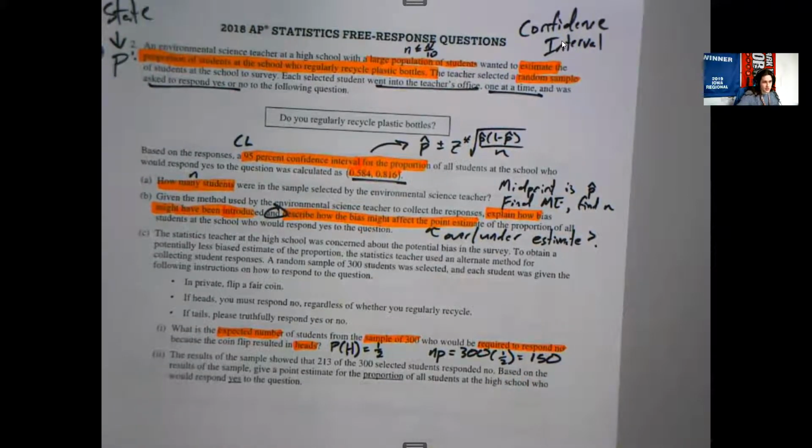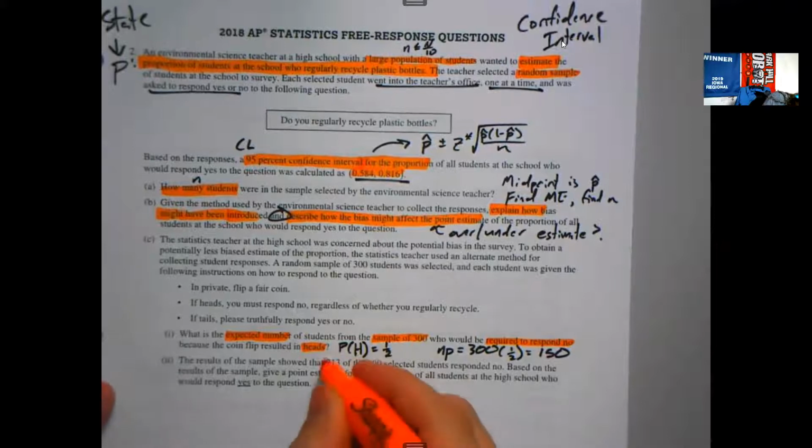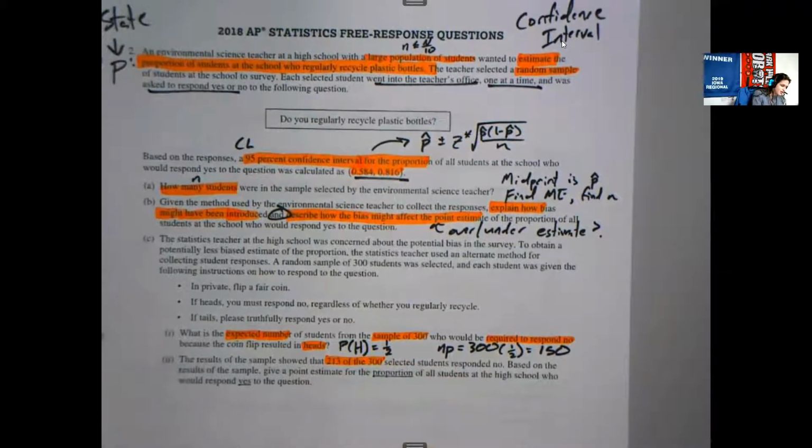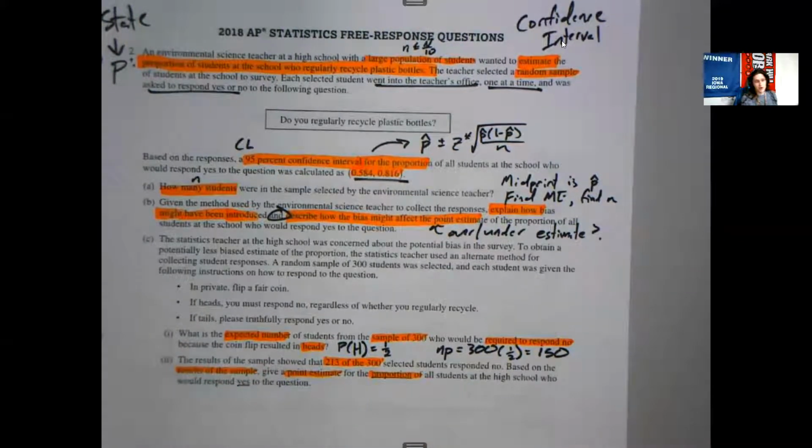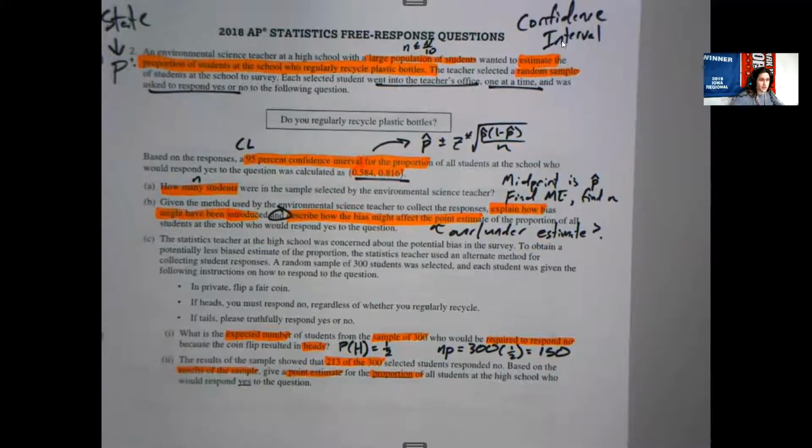And part C-II, the results of the sample showed that 213 out of 300 responded no. Based on the results of the sample, give a point estimate for the proportion of all students who would respond yes. I'll leave that one up to you. You just figured out how many would have to say no because the coin told them to. Well, if you know that many had to say no, do a little thinking, figure it out from there. There's a scoring guideline I've put together. Take a look at that.